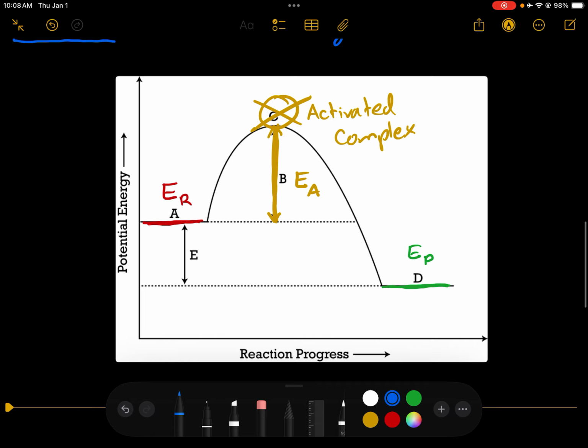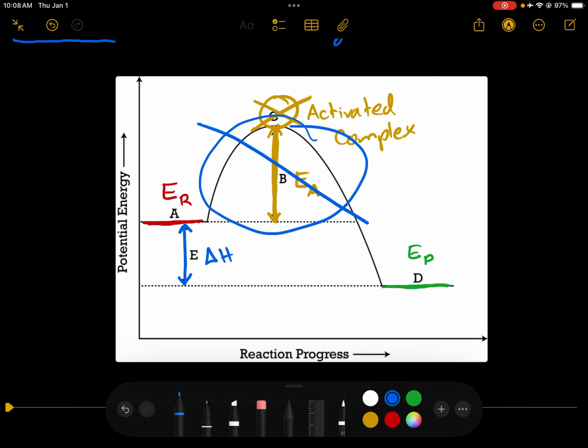Now, on this graph down here, the delta H value is always, always, always going to be the distance between E sub R and E sub P, because that is the net enthalpy loss or gain over the course of the reaction. Again, it doesn't include any of this, absolutely not. It's just the distance between E sub R and E sub P. All right?